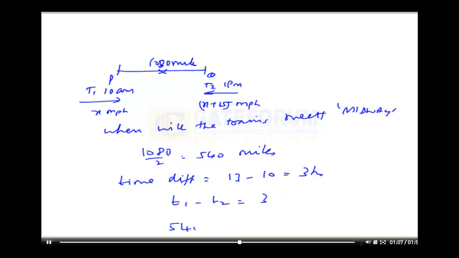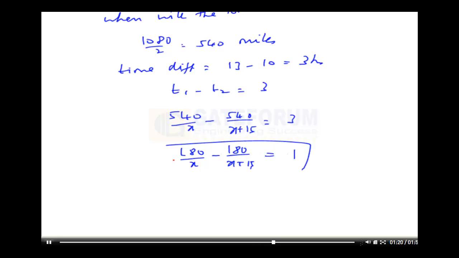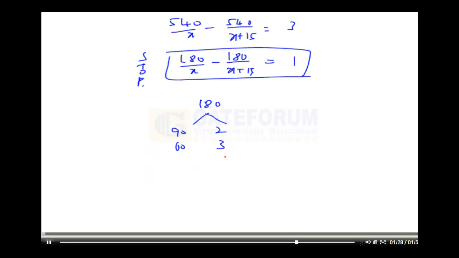So 540 at the rate of x, instead of x plus 15, you will take 3 hours. We have to make the right side 1, divide by 3, so 180 by x minus 180 by x plus 15 is 1. This is where we'll stop and go for the factors of 180. 2 into 90, 3 into 60, 4 into 45. We have got the difference of 15 and 1. So the speed of the train is 45 miles per hour.